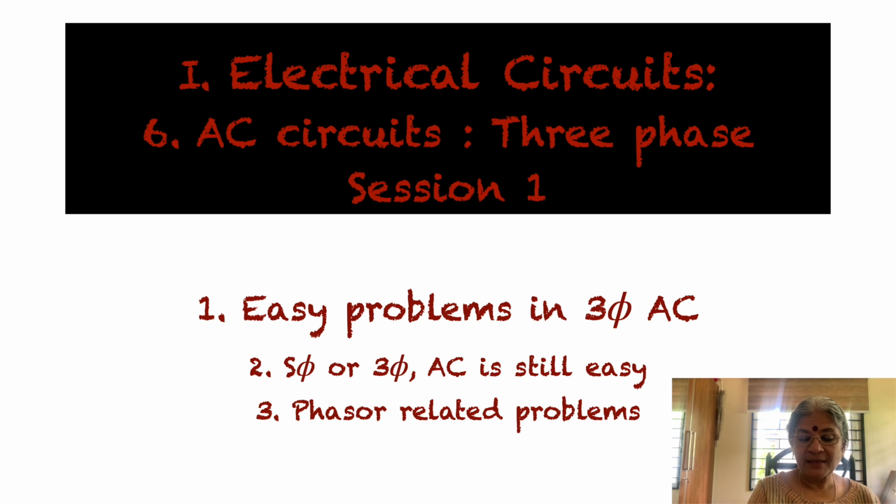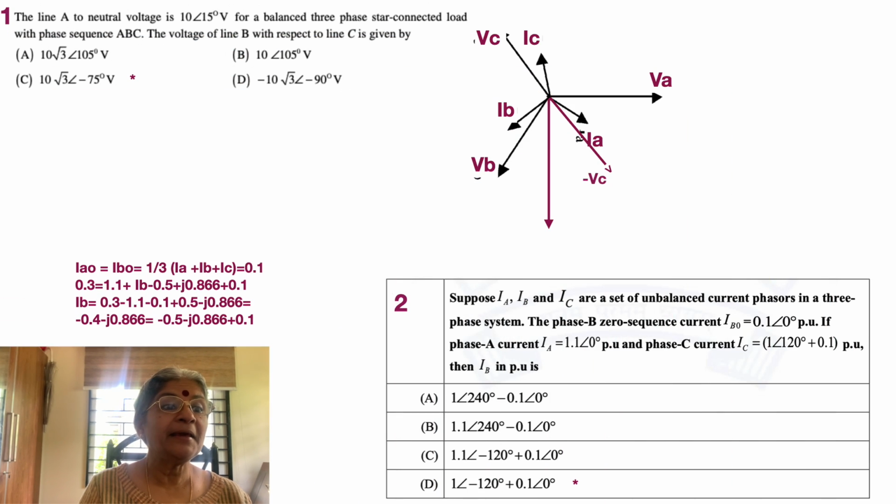Okay, so as is mentioned here, we are going to move on to the easy problems in three-phase AC. Okay. So just let us look at the first problem. The line A to neutral voltage is 10 angle 15 degrees for a balanced three-phase star connected load with phase sequence ABC. Okay, so the voltage of line B with respect to line C is asked. Four options are there, and we can see that all the answers have 10 root 3 except one. So definitely B will not be an answer, but still let us see how it is so. And of course the angles are different.